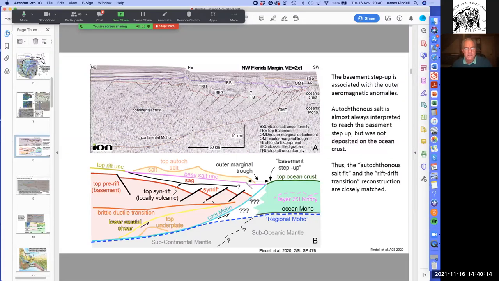So a rifted margin is the transition from thick continental crust through thinner continental crust, and eventually the crust gets so thin that the mantle breaks up to the surface, and you start to get intrusion through the mantle, and that is what starts to form the oceanic crust.